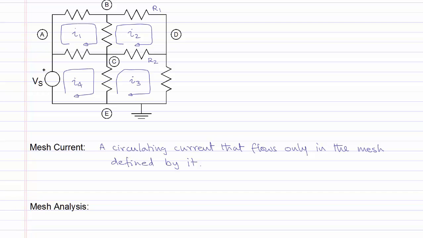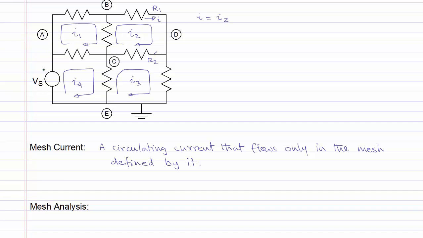Since R1 is part of the mesh defined by the mesh current I2, if we are interested in the current flowing through this resistor in the direction shown, then the current I will be equal to the mesh current I2, since both I and I2 are flowing in the same direction. The resistor R2 is part of two meshes, one defined by the current I2 and the other defined by the current I3.